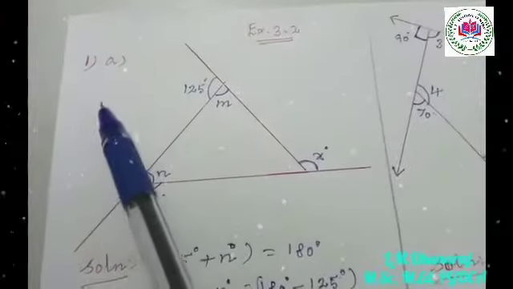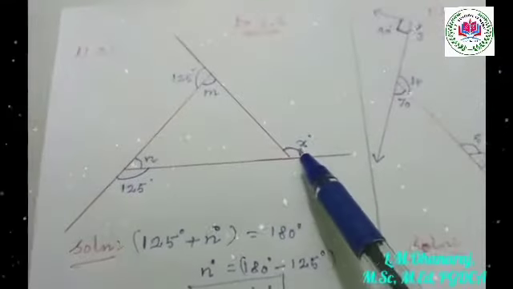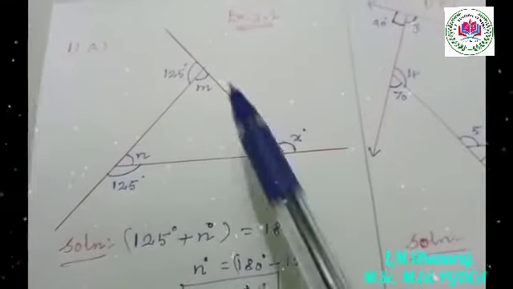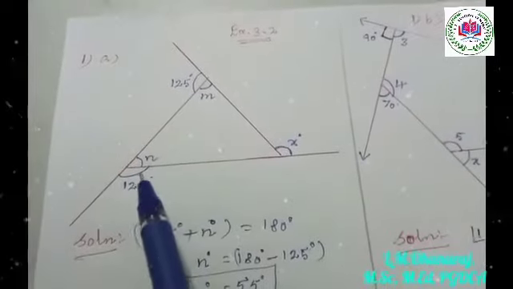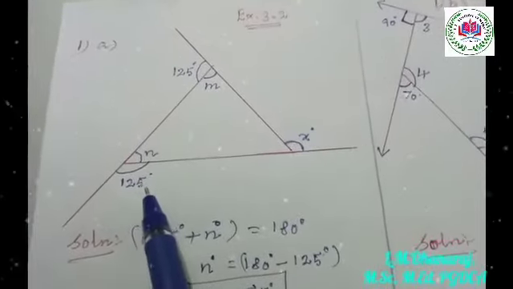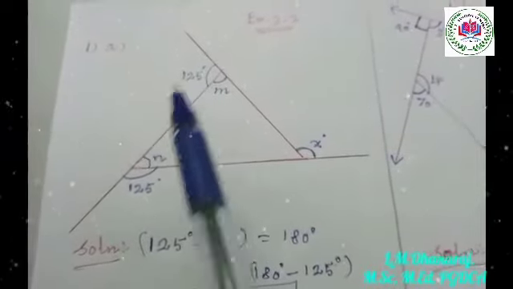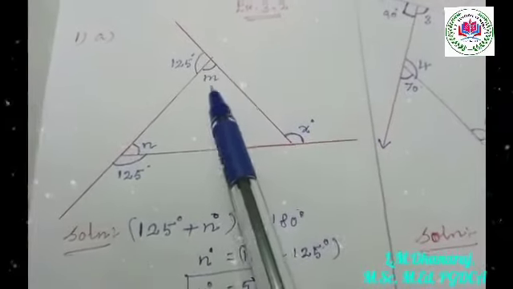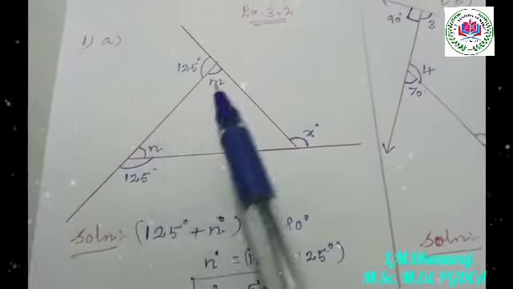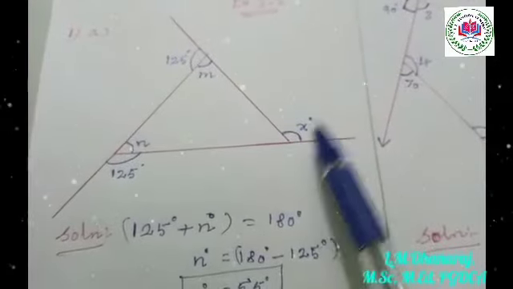Exercise 3.2, the first sum, subdivision A. Now we have to find out the angle X. This is the given diagram. It is a triangle and it is given, this is the exterior angle 125 degrees, and here the exterior angle is 125 degrees, and the interior angle is N and the interior angle is M. These two, M and N, we consider. And we have to find out this exterior angle X degrees.